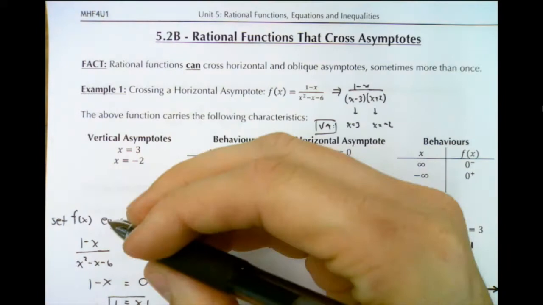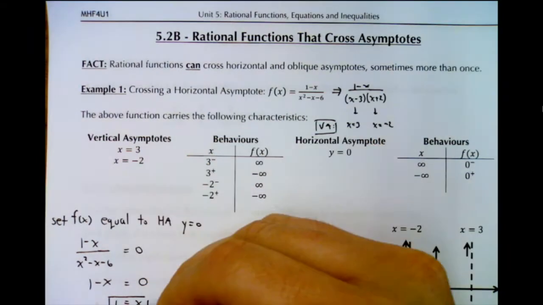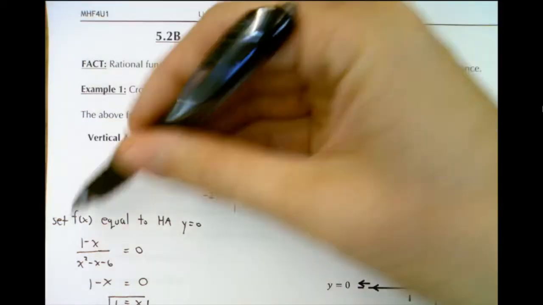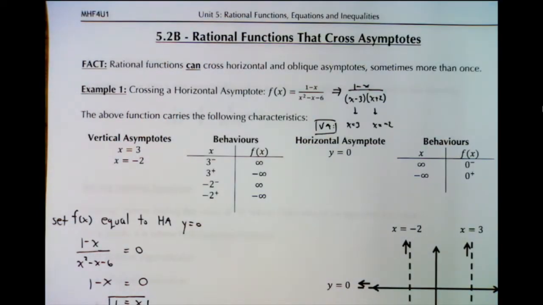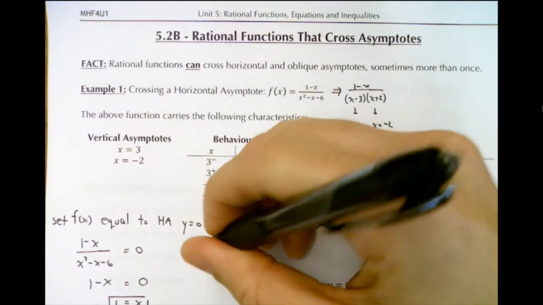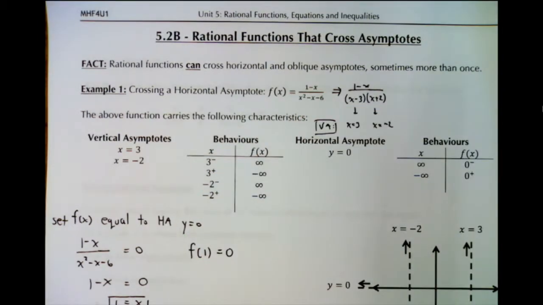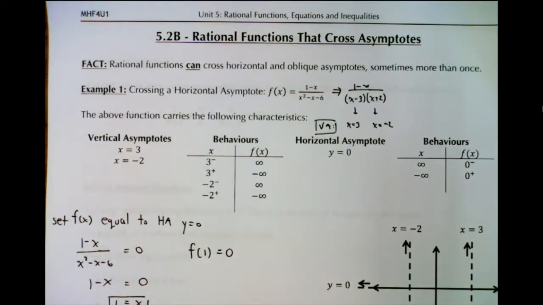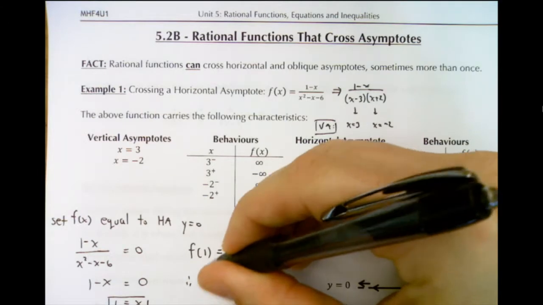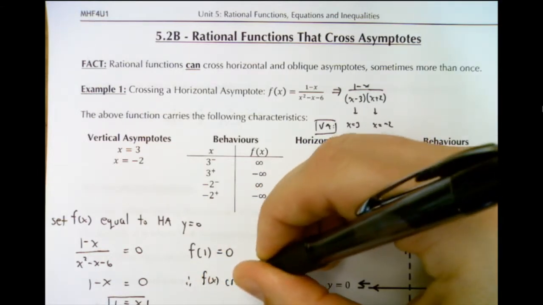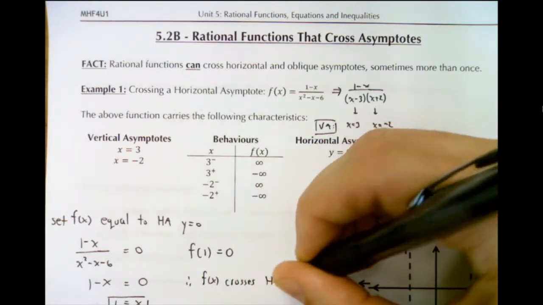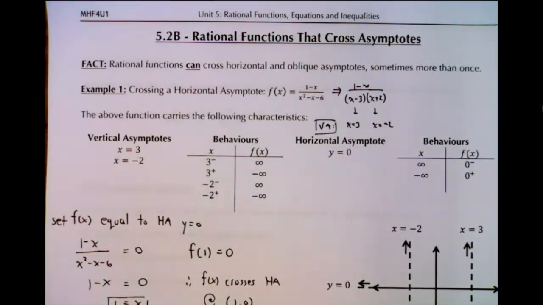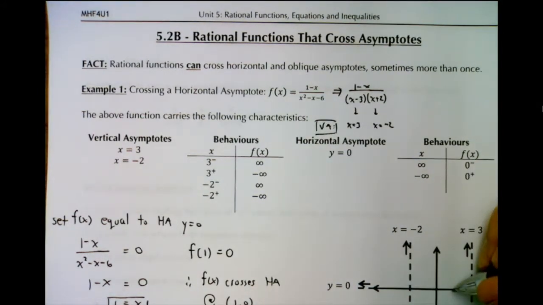And this tells us that we cross our horizontal asymptote when x equals 1, because that's where our function is equal to the horizontal asymptote. The function at 1 is 0. How do we know? Well, we plug in 1 and solve, and we get 0. Therefore, f of x crosses the horizontal asymptote at 1, 0. So on our graph, that would be this point right here.